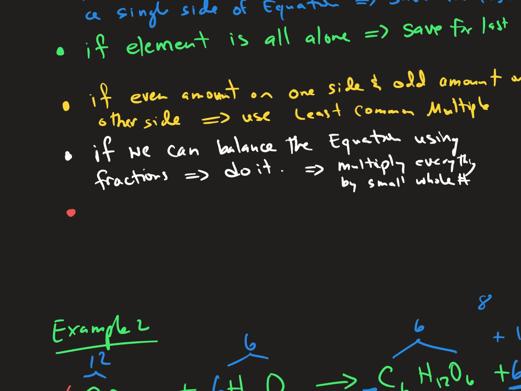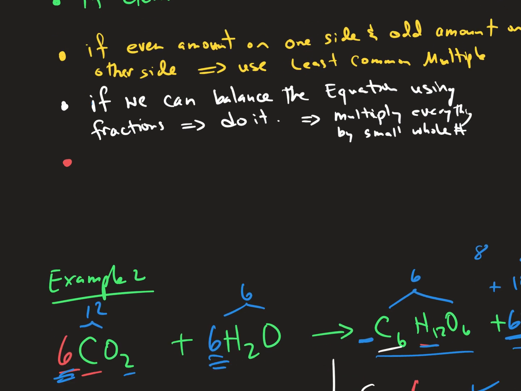So if you can balance the equation using fractions, then do it. When you're done, when it's all balanced with a fraction, then multiply all the coefficients in the whole equation by the same small whole number to make them all whole numbers. And an example says 1,000 words, so let's do that next. Who needs this screen up still? No? Okay.